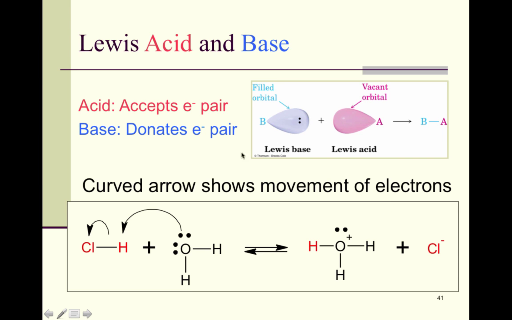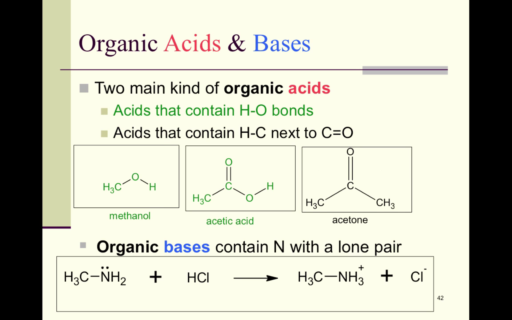Okay, so this piece came up after I talked to you. Here we go. Curved arrows show the movement of electrons. We have a pair of electrons here, another pair here. Organic acids and bases. There are 2 main kinds of organic acids: those that contain an HO bond, and another type of acid that contains a hydrogen on a carbon next to a C double bond O. This is called a carbonyl group. So let me show you some examples.